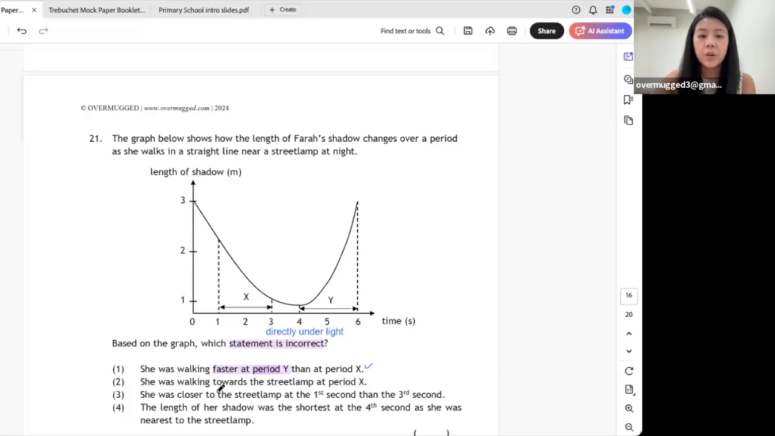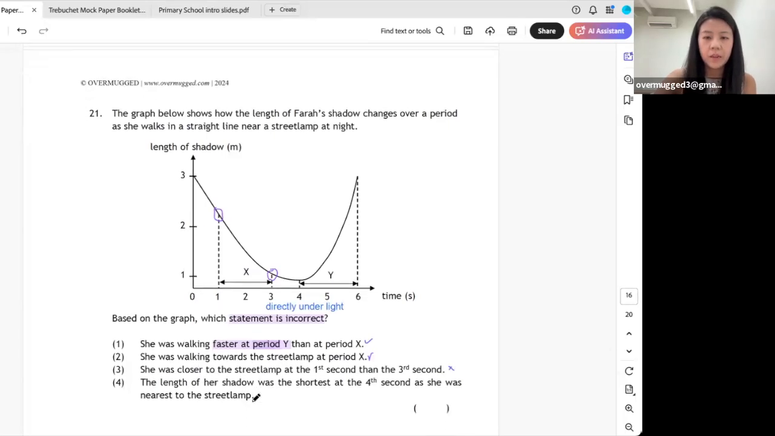Now, next one. She was walking towards the street lamp at period X. When you are going to be directly under the light, your length of the shadow decreases. So yes, you're walking towards the street lamp at period X. Okay. Now, she was closer to the street lamp at this point than at this point. Can she be closer to the lamp when her shadow is this long? No, she can't. Okay, so this would be the incorrect option. All right. Next one.